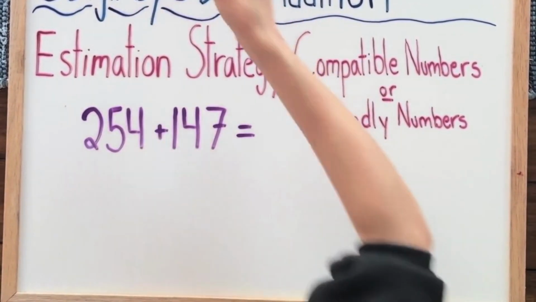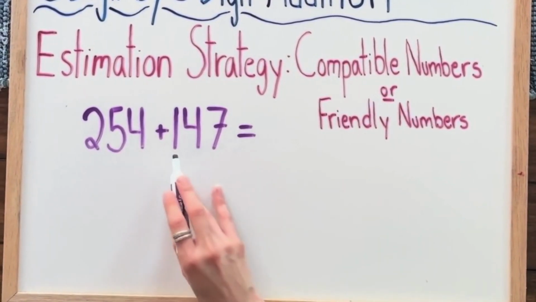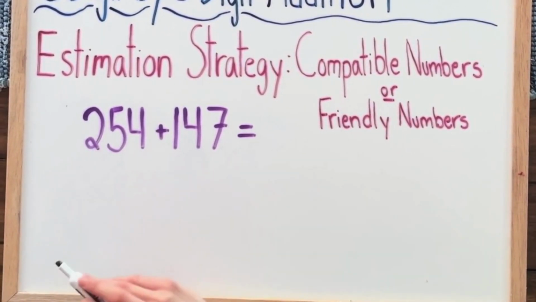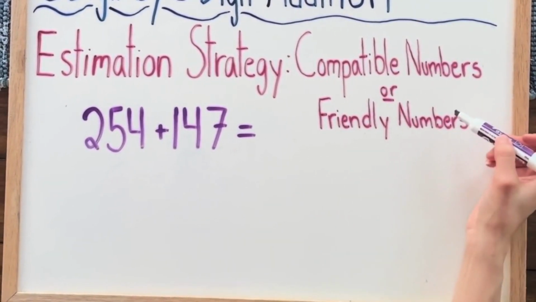Okay, so now we're going to be doing 3-digit by 3-digit addition, and our equation is going to be 254 plus 147. We're going to start off with an estimate, and the estimation strategy that I'm going to be using is compatible numbers, also known as friendly numbers.